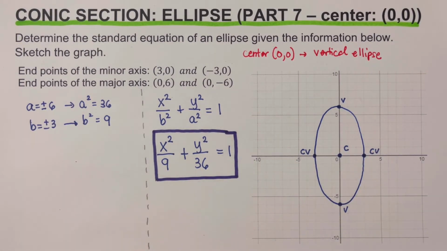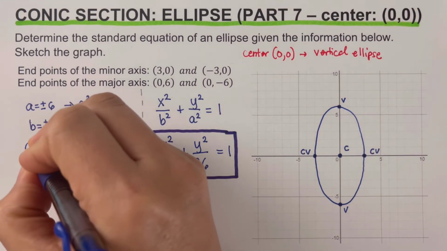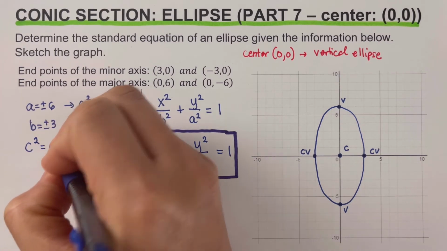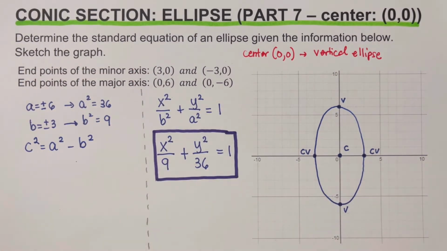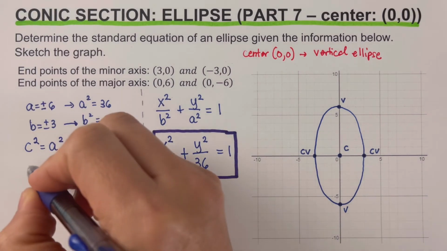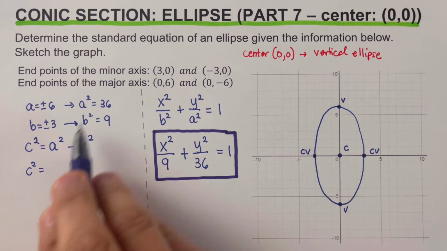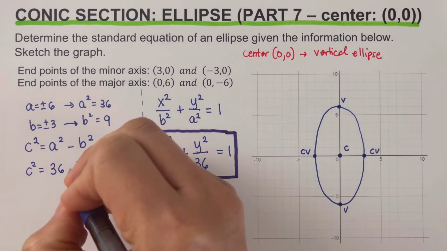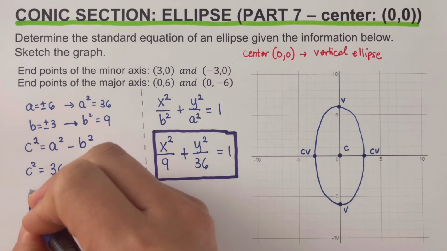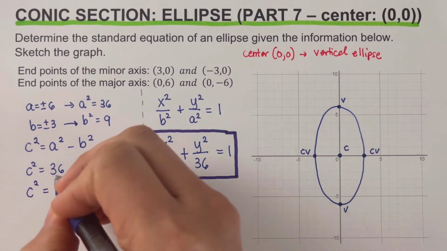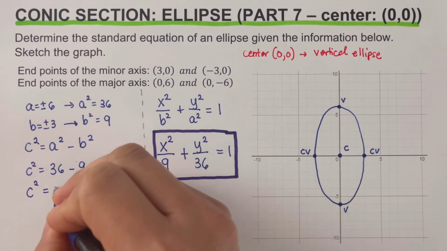Okay, now we are supposed to determine the location of the focus. Now we remember that the distance from the center to the focus is represented as letter C, and we can use the equation C squared equals A squared minus B squared to solve for C. And so we plug the values in. So we have C squared equals, that's going to be our A squared is 36 minus the B squared is 9. And so we got C squared is equal to 36 minus 9 is 25.